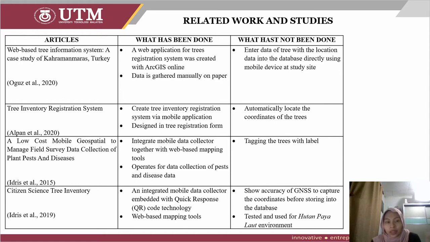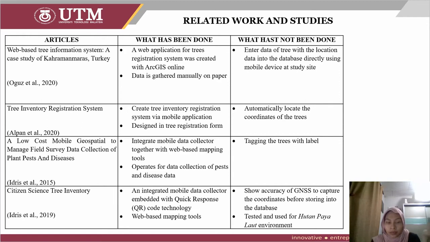Secondly is a tree inventory registry system from Alpan, where they created a tree inventory registration system via a mobile application. They designed the tree registration form, but they have not implemented the task of automatically locating the coordinates of the trees. They are still using Google Maps from outside applications, then they jot down the coordinates on the form of their mobile application.